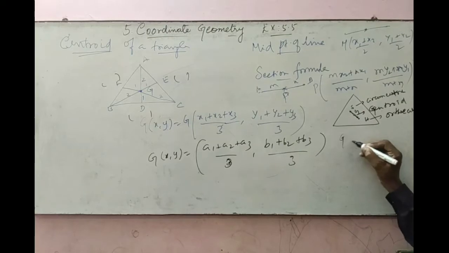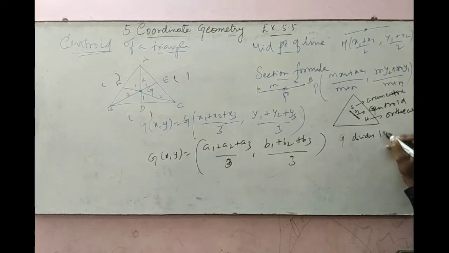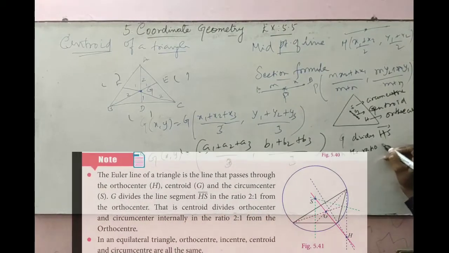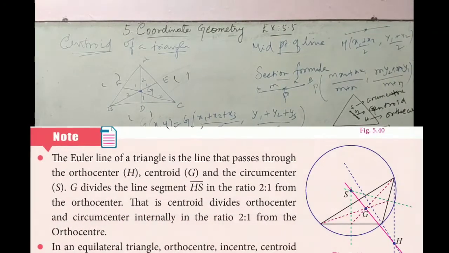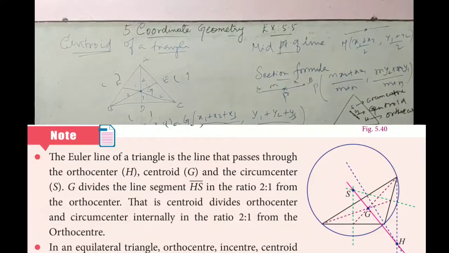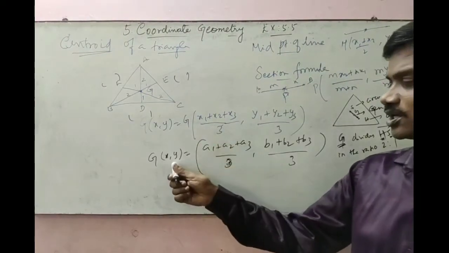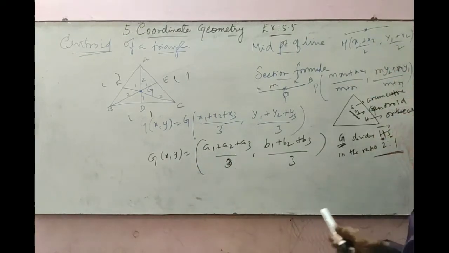So we have to know the relation of these 3 points. G divides HS in the ratio 2:1. G means the centroid, H means the orthocenter, S is the circumcenter. So the centroid divides the orthocenter and circumcenter in the ratio 2:1. This is the third concept. The first one is the centroid, the second one also the centroid using the midpoints, and the third one is the relation between the centroid, orthocenter and the circumcenter.